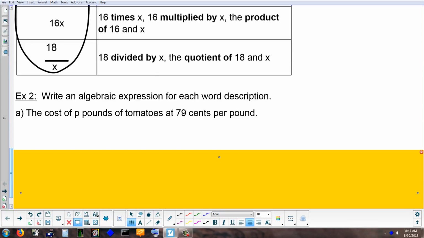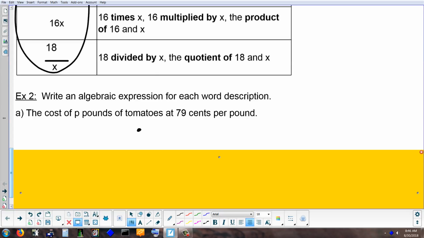Yeah? Multiplication. Yeah, you're going to use multiplication. It's kind of like if I told you gas is $3 a gallon, you're going to buy 20 gallons of gas. How would you figure out how much it costs? You're going to multiply. So what symbol can I use to represent multiplication? Yeah? A dot. I can use a dot.